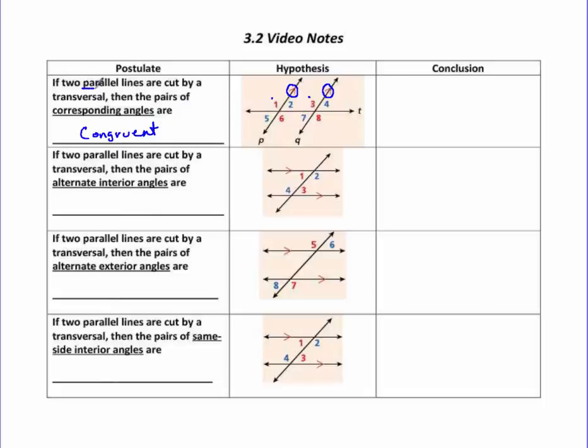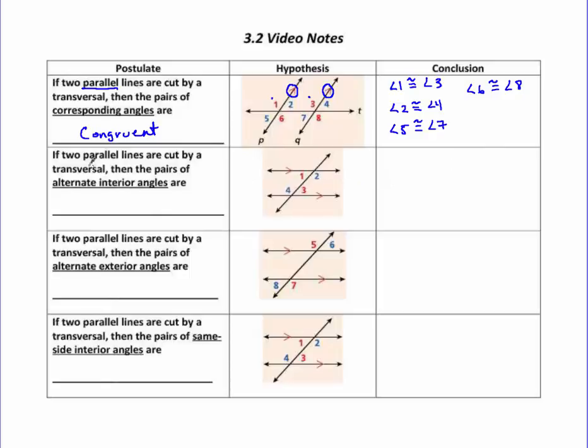Okay, it has to be parallel. If they're not parallel, you can't say the angles are congruent, and that's a very important part of our proofs. But if we do have two parallel lines cut by a transversal, then the pairs of corresponding angles are congruent. So our conclusion would be that angle 1 is congruent to angle 3, angle 2 is congruent to angle 4, angle 5 is congruent to angle 7, and angle 6 is congruent to angle 8.